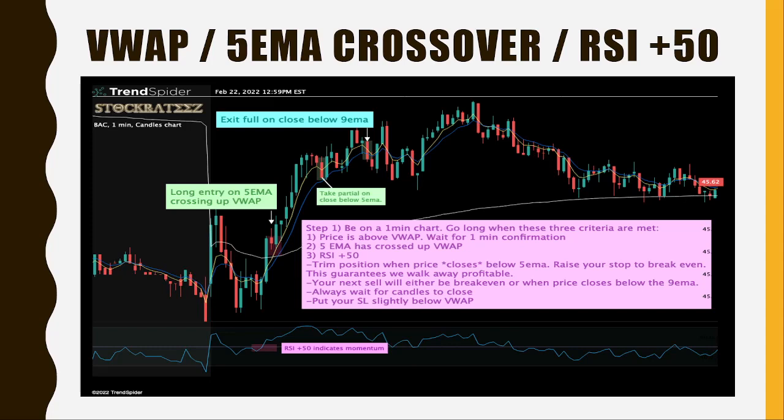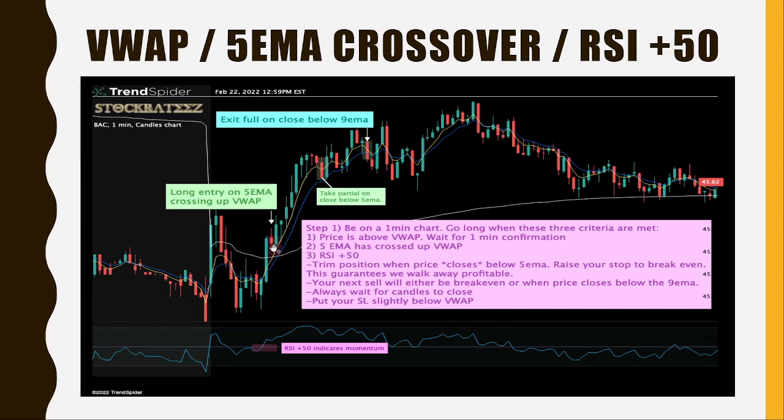So the VWAP 5 EMA crossover with the 9 EMA and RSI plus 50. Now we added a couple of things here just to increase our odds of success. We've got two EMAs. One is the short-term momentum, and the 9 EMA is going to be a little bit less strong momentum. So if we want to get more out of a trade, we can use the 9 EMA. And we can also use the RSI plus 50. When the RSI is plus 50 and breaks through the VWAP, that means there's momentum.